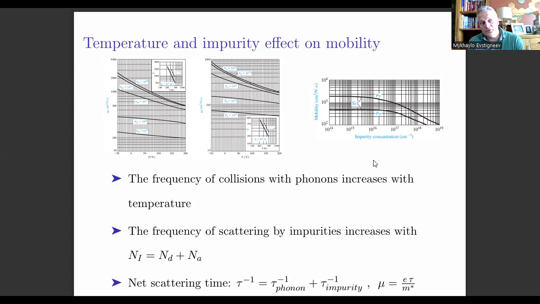Now, the total frequency of collisions is the sum of the collision frequency with the impurities plus the collision frequency with the phonons. So hence the inverse collision times add up. The frequencies add up, but the frequency is the inverse collision time.